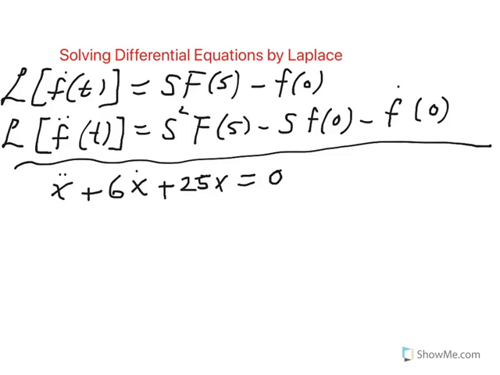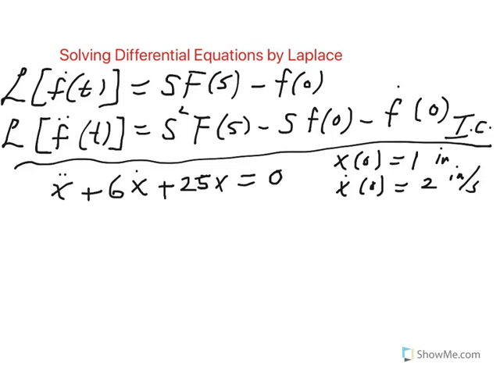Then we disturb this system by some initial conditions. Remember, x represents the position. So x of 0, which is the position at t equals 0, is 1 inch, let's say, or whatever unit you want to use. And x dot of 0, which would be the velocity, the derivative of position, let's say is 2 inches per second. These are called initial conditions. We use IC for them, I for initial, C for condition.